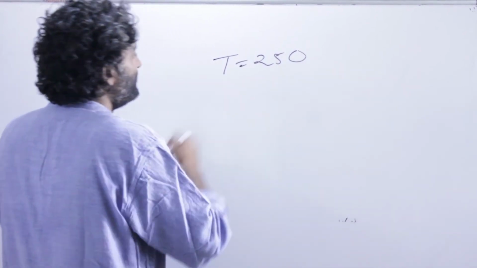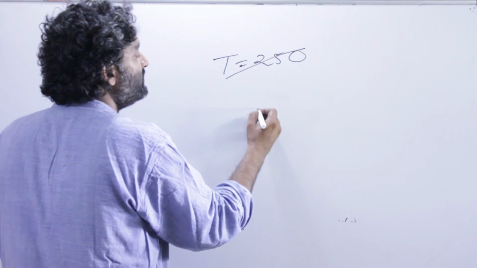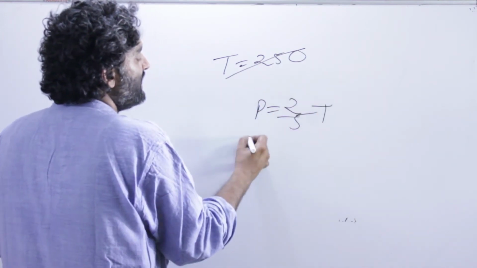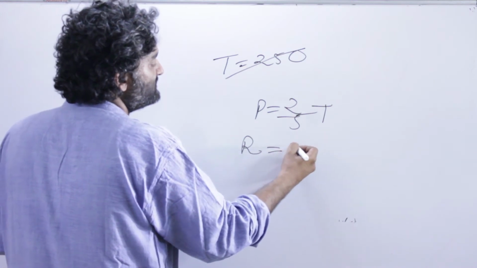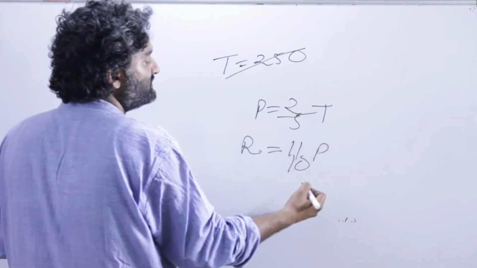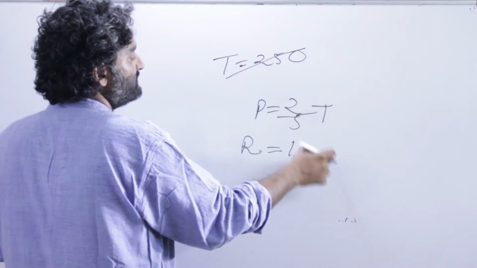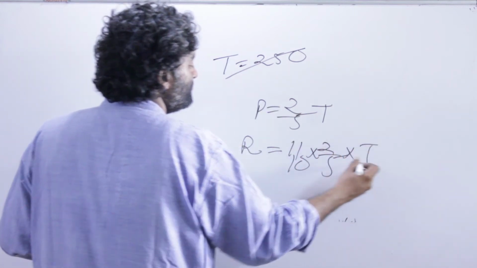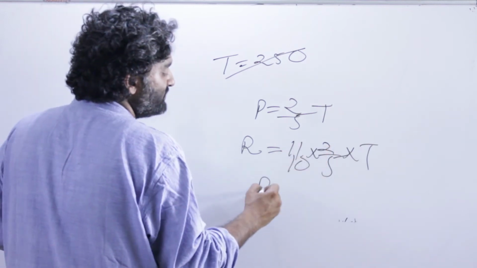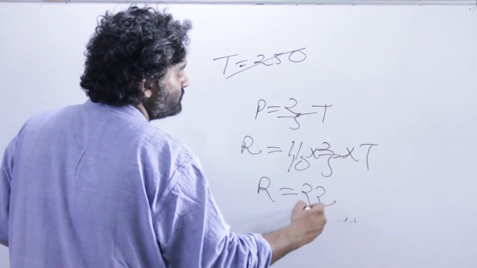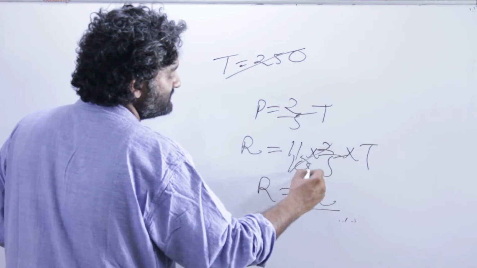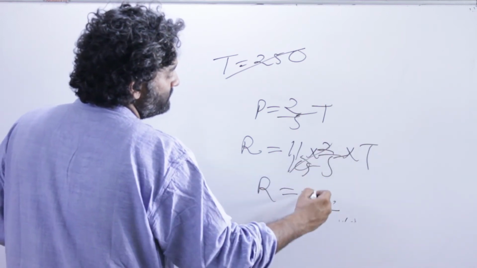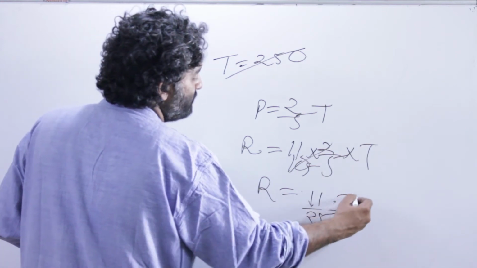Yeah, I can make, and I don't need to use this number at all. Passing is 2 by 5 of total. Yeah, and Raj is 11 by 10 of passing. Replace passing, right? So you get 2 by 5 into T. Start working with this. So you get this is equal to 22 by, or I could have cancelled this. So I get 11 by 25 of the total.